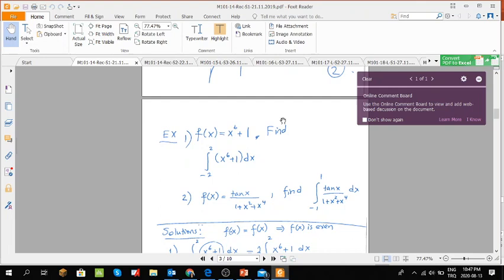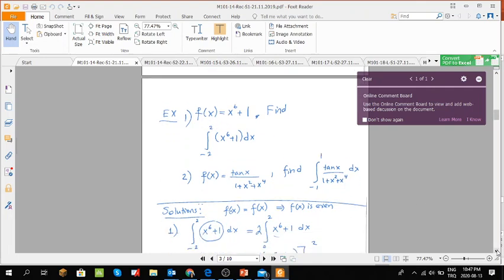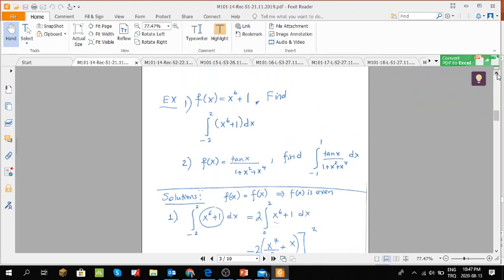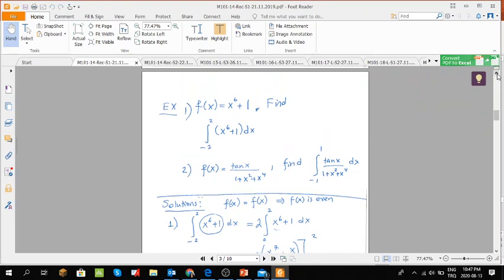f of x is equal to x to the 6 plus 1. It says find the integral. And then the second question is tangent x over 1 plus x squared plus x to the 4. Find this integral from negative 1 to 1 of 10 tangent x over 1 plus x squared plus x to the 4 dx. Be careful that the interval is symmetric: negative 2 to 2, negative 1 to 1. So immediately you just say, why don't I check the evenness or oddness of the function?